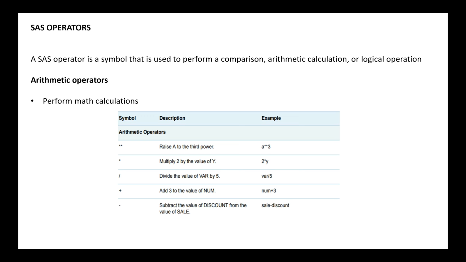Say, for example, we have 2 asterisks. 2 asterisks are simply for representing exponents. And we also have 1 asterisk for multiplication, and then there are symbols for division, addition, and subtraction. Let us head over to SAS Studio to see how we can do a few arithmetic calculations using these arithmetic operators.